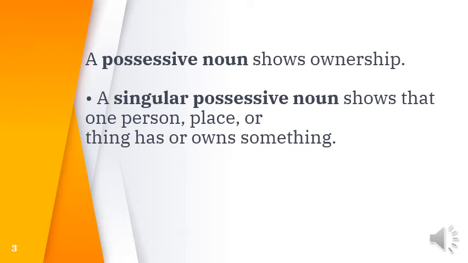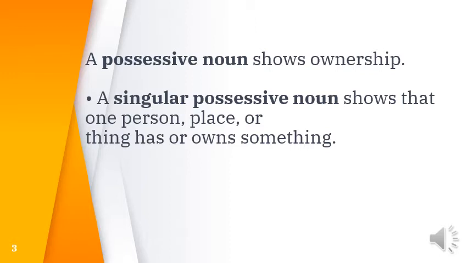So what is a possessive noun? A possessive noun shows ownership. For example, if I'm talking about a car, the car belongs to my dad. Or a house, the house belongs to them. Or the school belongs to this man. So it shows ownership of who owns the thing that we're talking about.